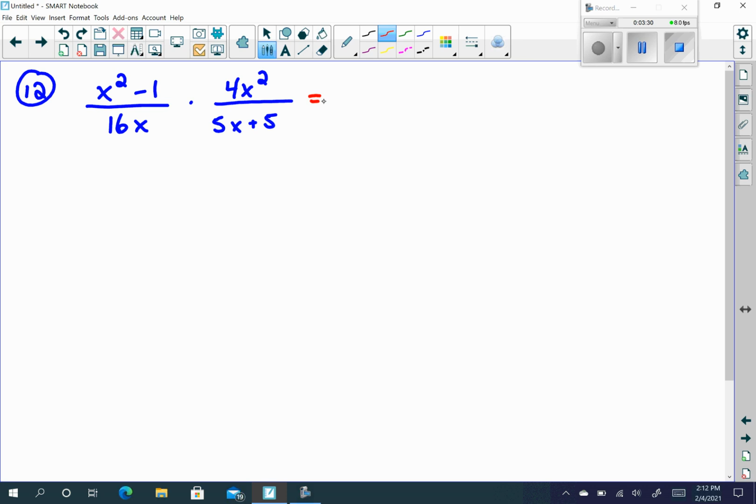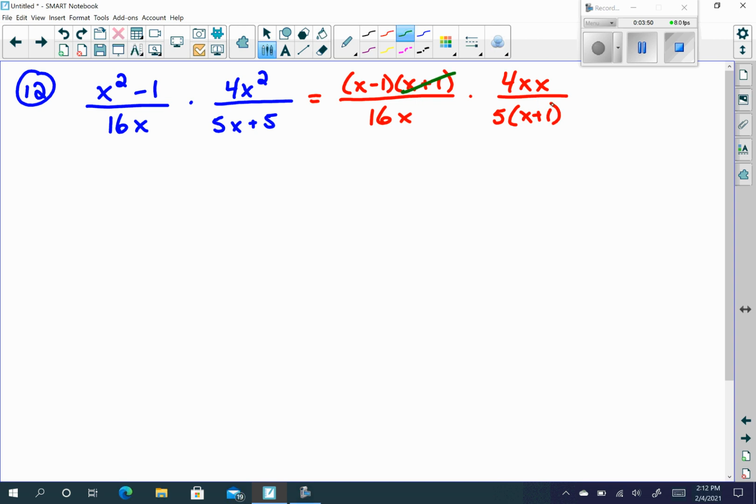Okay, number 12. Hopefully you found this one to be pretty simple. X squared minus 1 is a difference of squares, so that factors into x minus 1, x plus 1. There's nothing I could do with the 16x. The 4x squared, if it helps, I could write it as 4 times x times x. 5x plus 5 has a GCF of 5. What's left? X plus 1.